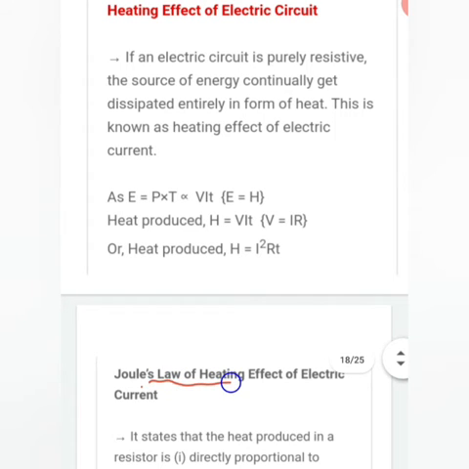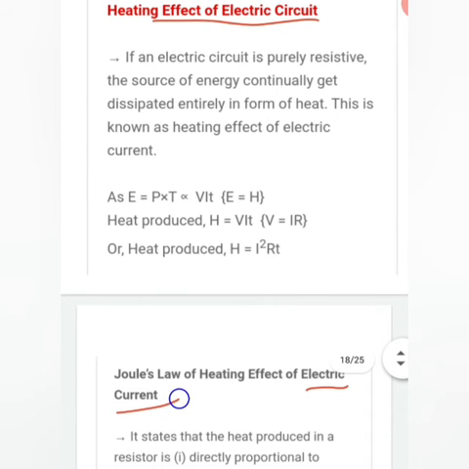According to Joule, one law was given which was termed as Joule's law of heating effect of electric current. Let us understand what is actually the heating effect of electric current.